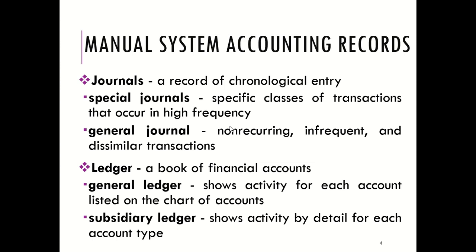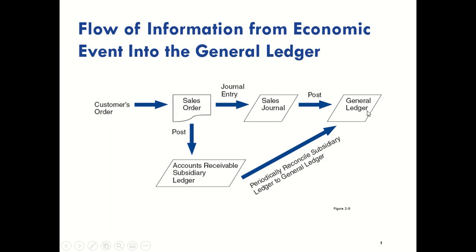Okay? So, let's have an example of a flow of information from an economic event or a financial transaction going into our general ledger na na-discuss kanina. Okay? So, we have the customer's order. Once a customer order is placed, mag-create tayo ng sales order. And that sales order will act as what we so-called source document natin, and that would now trigger a journal entry. Dahil this is related to sales, then we will journalize it in the sales journal.